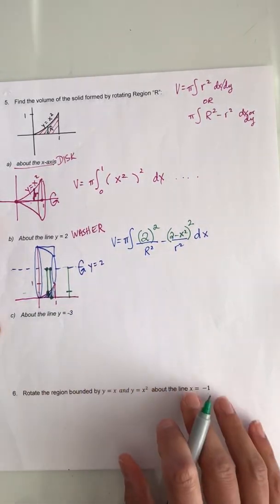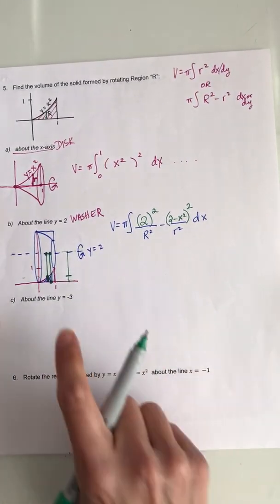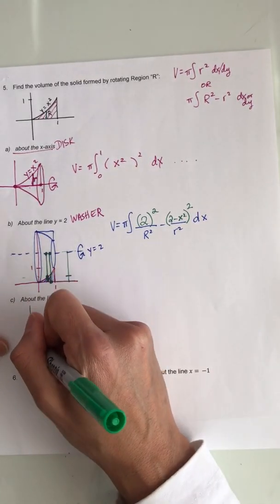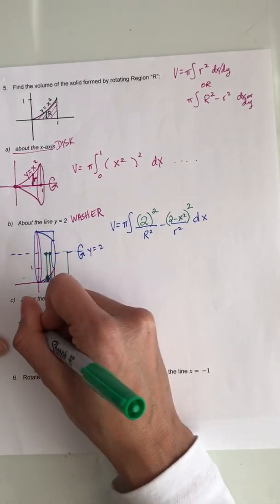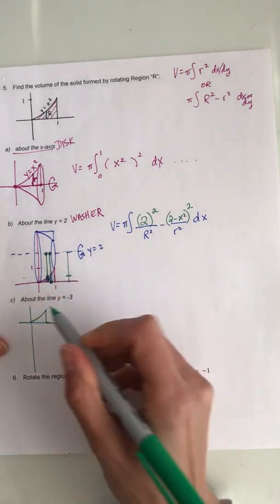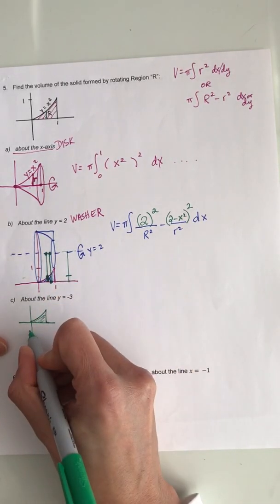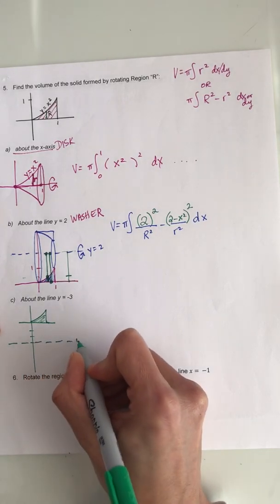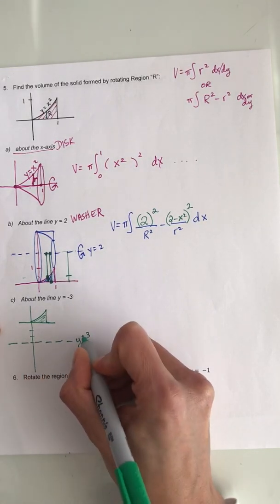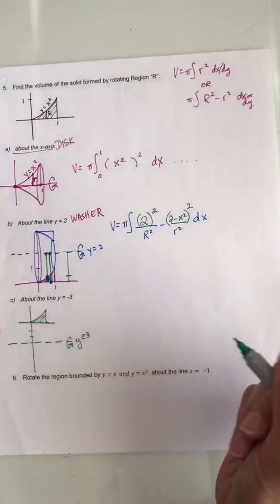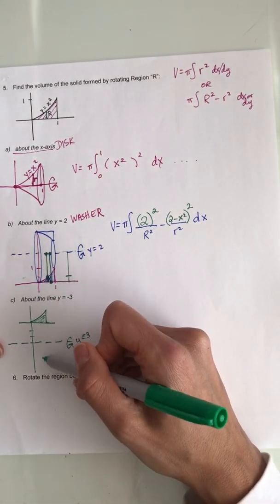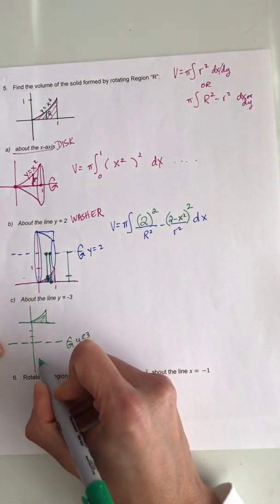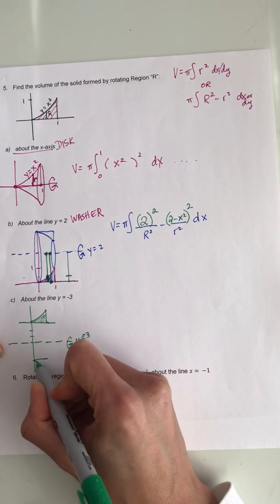Now let's do another one where we rotate about the line y equals -3. So let's redraw. I'm going to draw the region up here. This is the region we are rotating, from 1, 2, and y equals -3 is down here. That's our rotation. So think about taking this and rotating. You're going to get a picture that looks like this.